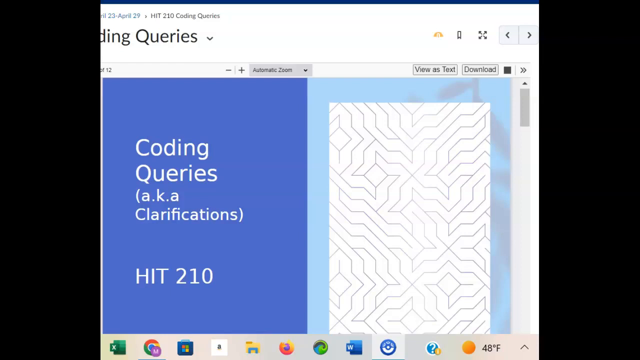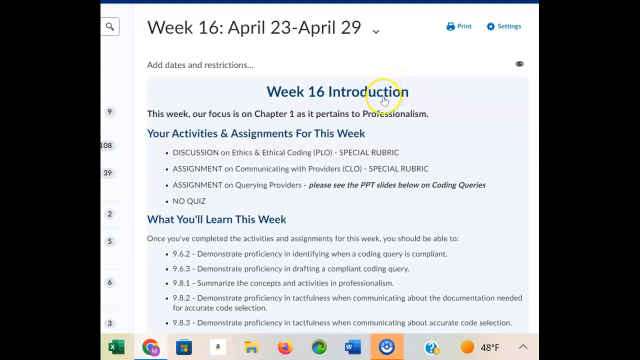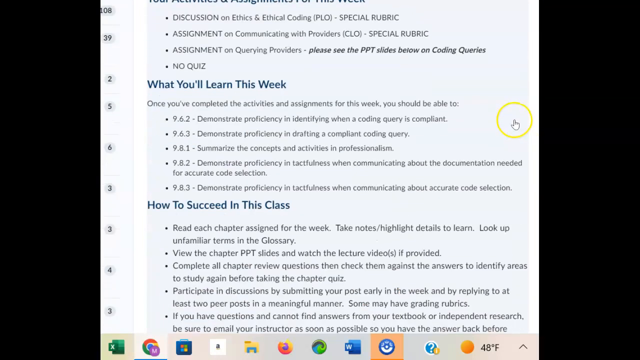Hi students, we're going to talk about what's going to happen this week. We're getting down there. We only have a couple of weeks left. So with week 16, you will have a discussion, and this is going to be on ethics and ethical coding. You'll have an assignment on communicating with providers, and you're also going to have an assignment on querying providers.